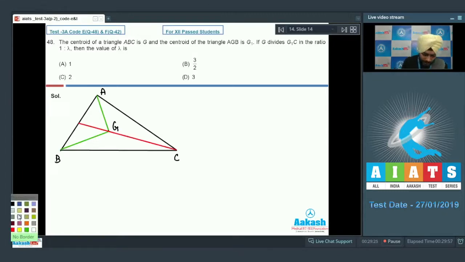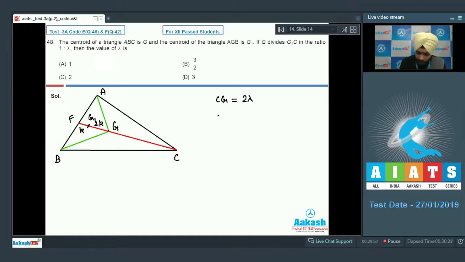So let us say this is CG. And over here, when we produce it, we'll get a point G1 here. So we have to use one particular property. What is that property? The property is that the centroid divides the median in the ratio 2 is to 1. Okay. So GG1, let us say 2K. And G1F will be K. Similarly, CG will be 2 lambda. And GF will be lambda. So GF in terms of K is 3K. So 3K is equal to lambda.